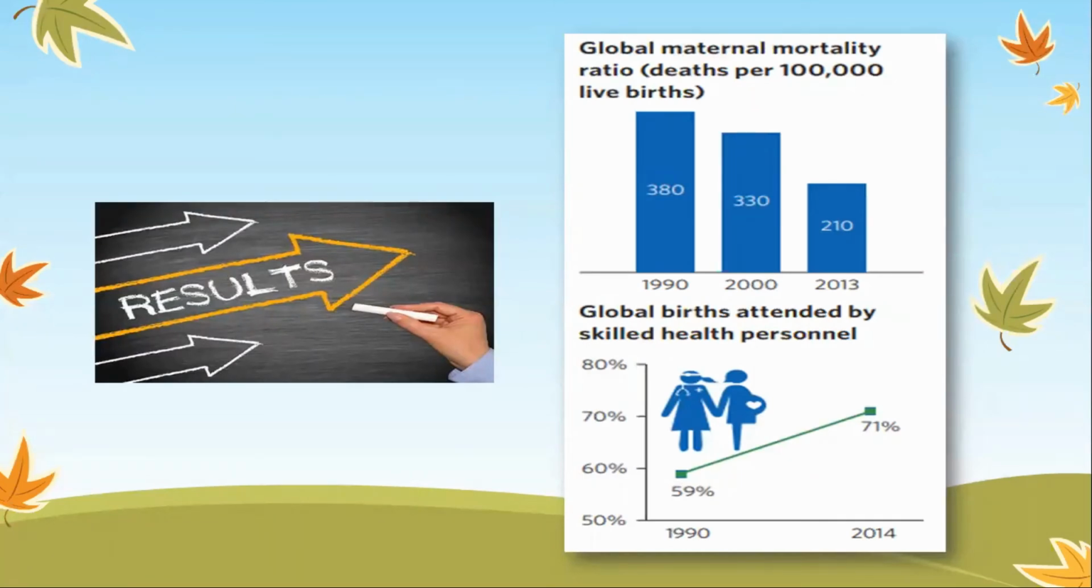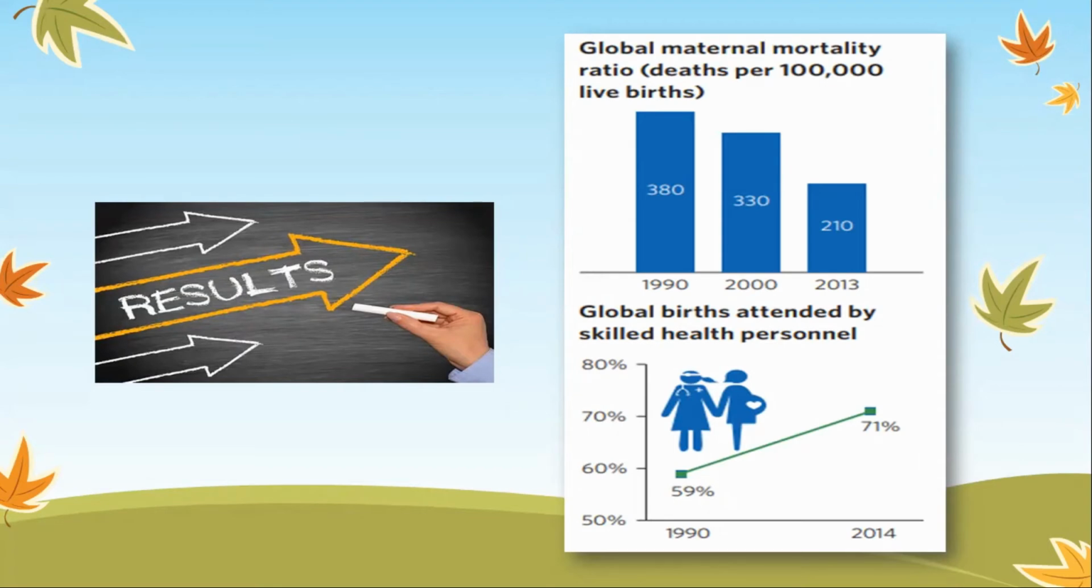Based on the graph, since 1990, the maternal mortality ratio has declined by 45% worldwide, and most of the reduction has occurred since 2000. In Southern Asia, the maternal mortality ratio declined by 64% between 1990 and 2013. And in Sub-Saharan Africa, it fell by 49%. More than 71% of births were assisted by skilled health personnel globally in 2014, an increase from 59% in 1990.